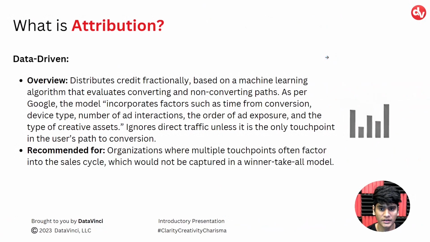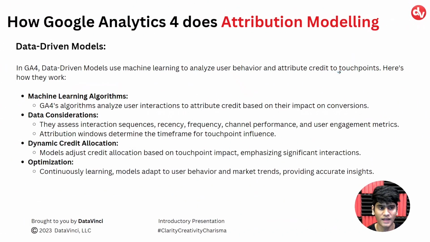So it distributes credits fractionally based on machine learning algorithm that evaluates converting and non-converting path. As per Google, this model incorporates factors such as time from conversion, device type, number of ad interactions, the order of ad exposure, and the type of creative assets. It ignores direct traffic unless it is the only touchpoint in the user's path to conversion. It is recommended for organizations where multiple touchpoints often factor into sales cycle, which would not be captured in a winner-take-all model. So how does Google Analytics 4 do attribution modeling?